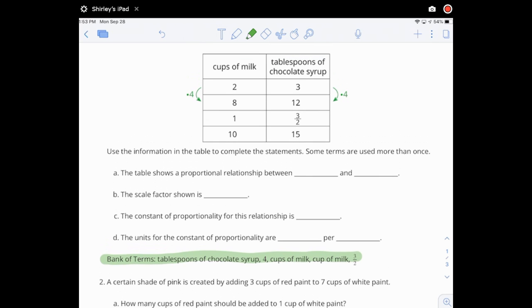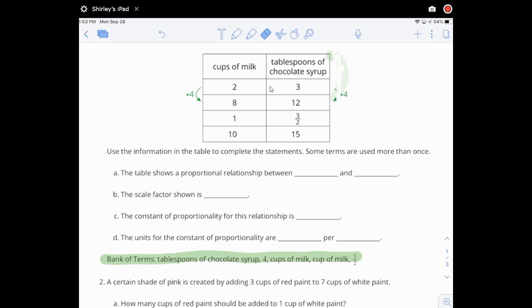Okay. First thing I want to do is just analyze the table. It might make it a little bit easier. So what do I notice here? I notice that 2 cups of milk is for 3 tablespoons of chocolate syrup. I notice that my scale factor going vertically is 4.